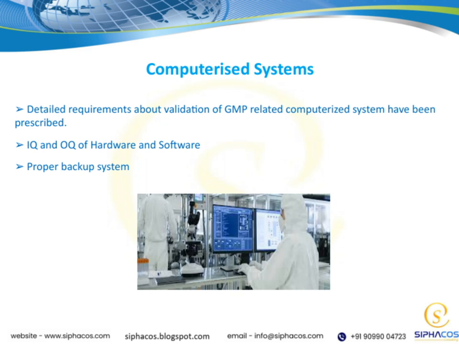Next is operational qualification, or OQ. This step confirms that the system functions as intended under normal operating conditions. It involves testing the system's processes to ensure they meet predetermined criteria. Another critical point is having a proper backup system in place. Data integrity and security are paramount in GMP environments, so regular backups ensure that information is protected and recoverable in case of any failure or unforeseen event.